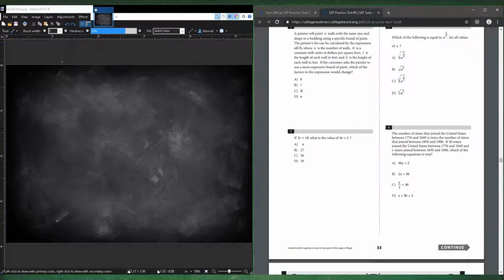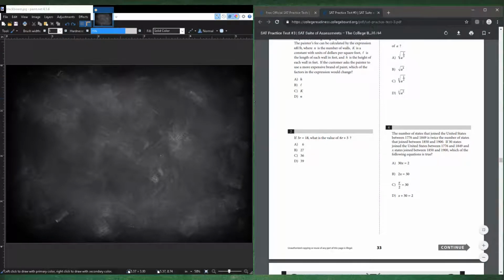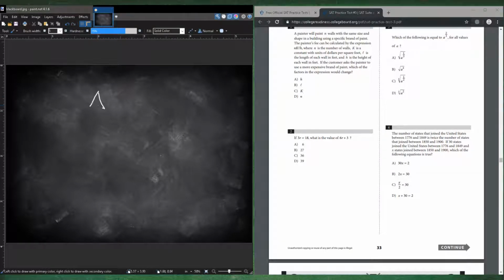Question 4. The number of states that joined the United States between 1776 and 1849 is twice the number of states that joined between 1850 and 1900. If 30 states joined between 1776 and 1849, and X states joined between 1850 and 1900, which of the following statements is true? So they said the number of states that joined from 1776 to 1849, we'll just represent that as variable A, is twice the amount of states between 1850 and 1900. So let's say that 1850 to 1900 is B. So this equation has to be true. If 1776 to 1849 is 30, then B would be 15, because 15 times 2 equals 30. So which of the following is true?